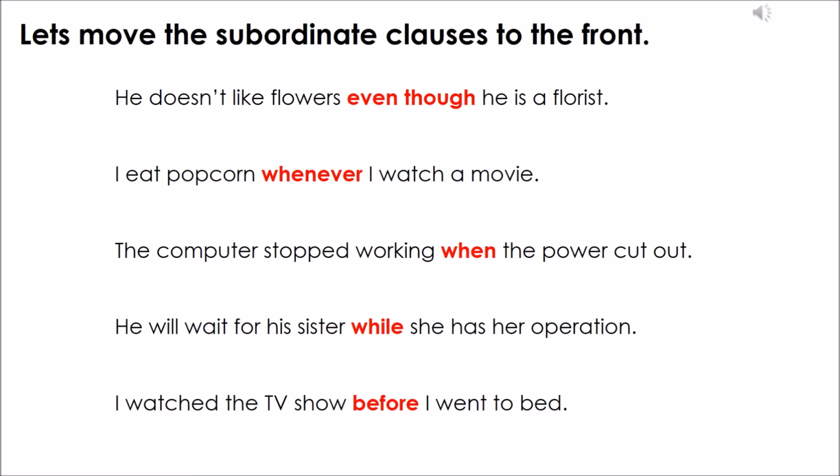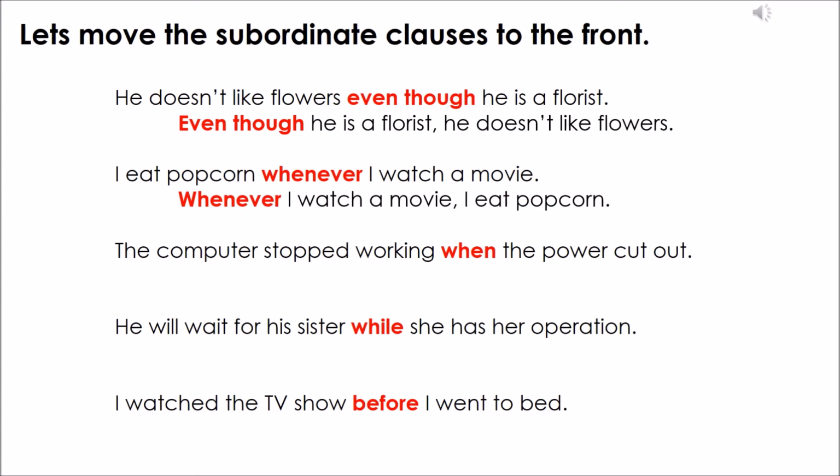So the first one is, he doesn't like flowers even though he's a florist. So we move from the conjunction word: even though he is a florist, comma, he doesn't like flowers. The second one, I eat popcorn whenever I watch a movie. From the conjunction word: whenever I watch a movie, comma, I eat popcorn.